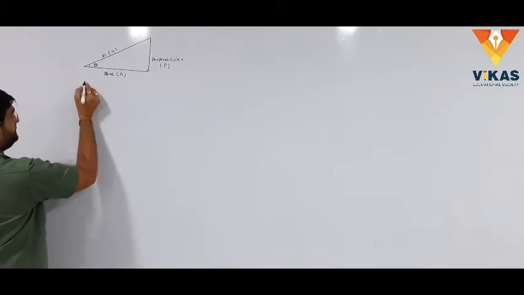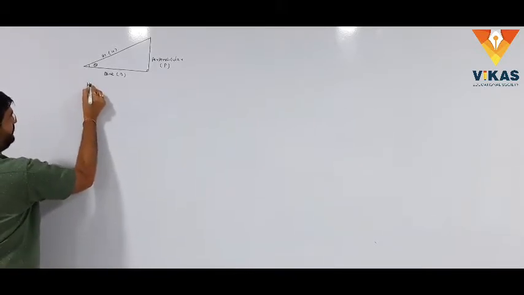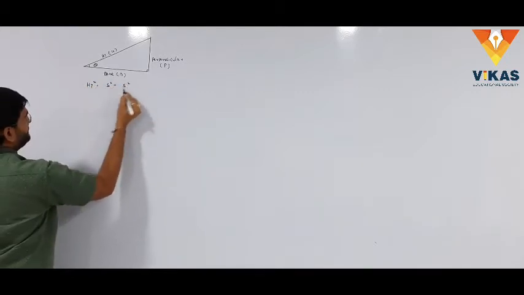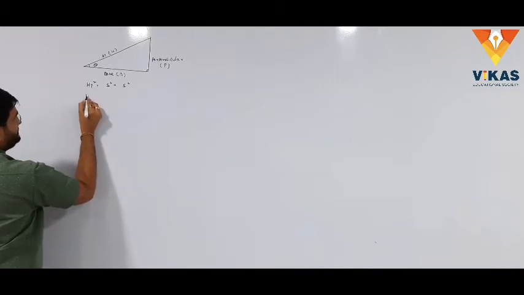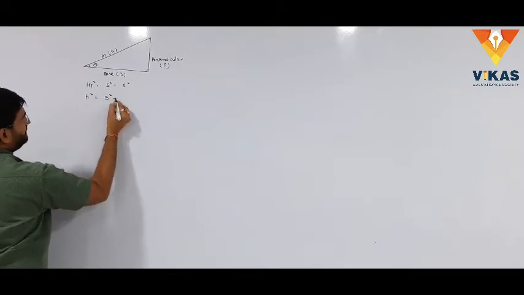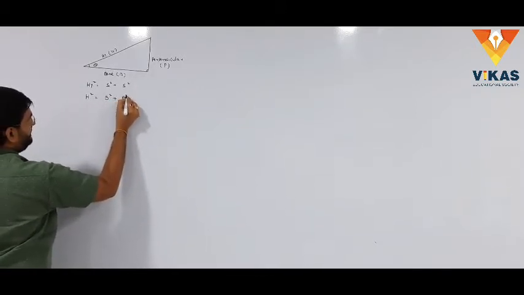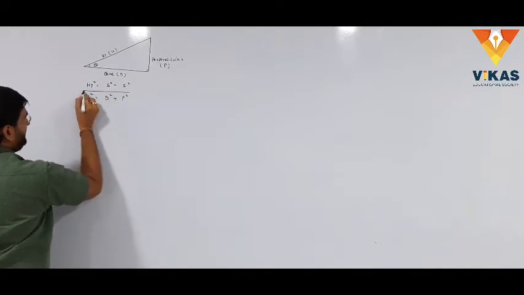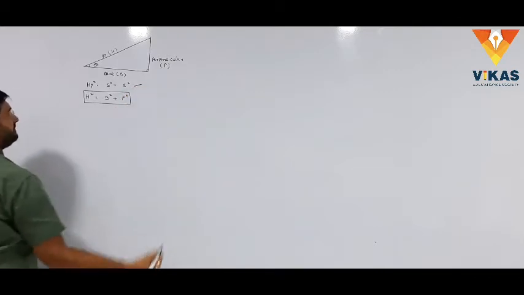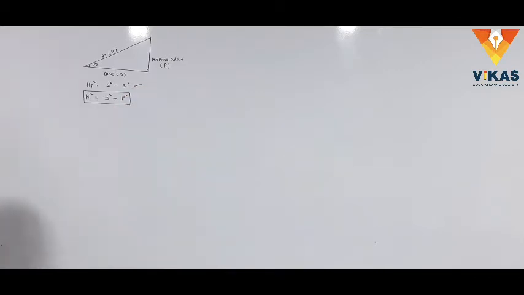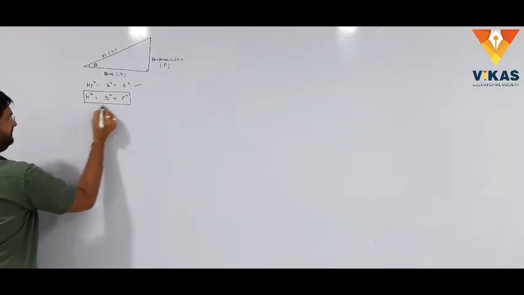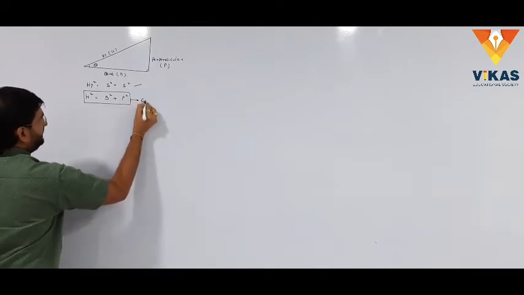From the Pythagoras relation, hypotenuse square equal to side square plus side square. Here hypotenuse is H square, and one side is B square, one more side is P square. This is the formula which is derived from the statement of the Pythagoras relation. We want to calculate the first identity in trigonometry. Here, this is equation 1.